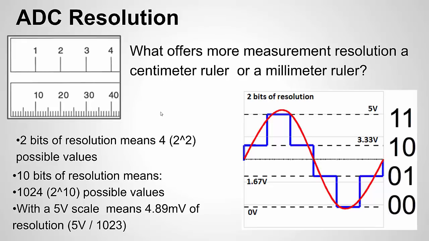So, ADC resolution. A lot of people think resolution and accuracy are sort of one and the same. They're not. Resolution is your ability to resolve a signal. So look at this ruler analogy, right? I could have a centimeter ruler, I could have a millimeter ruler. Well, if I'm measuring a length that's a little less than 2 centimeters, or a little more than 2 centimeters, I really can only tell you that it's 2 centimeters, right? Because I don't know how much more or how much less.